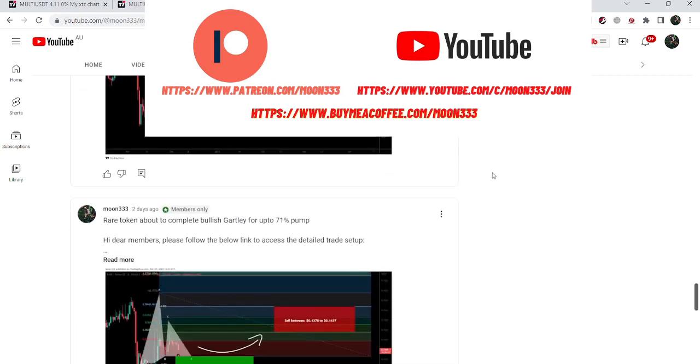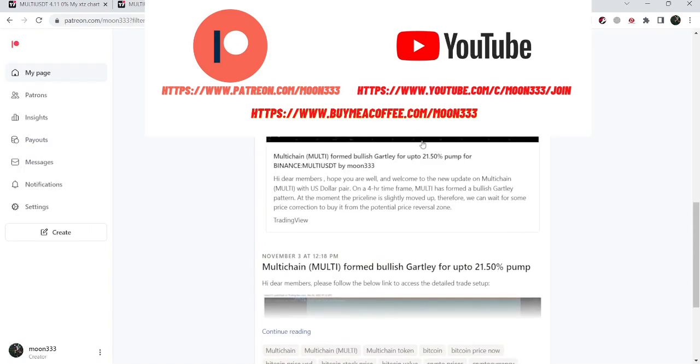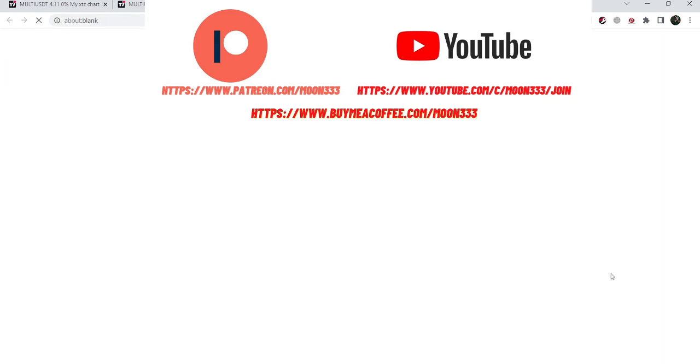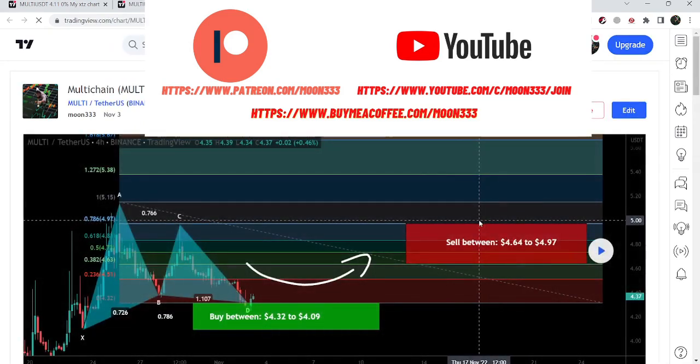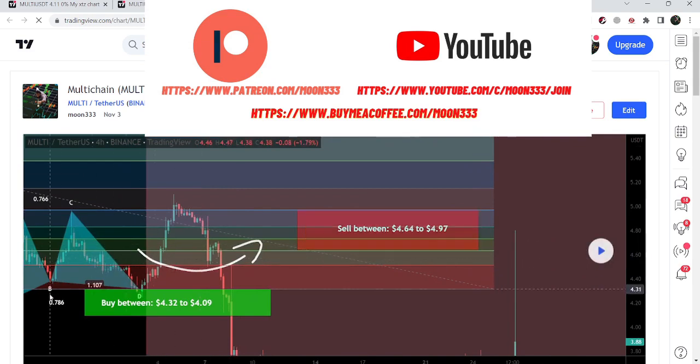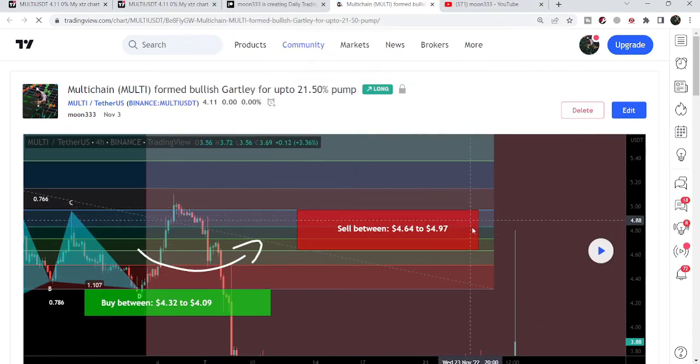First of all, let me begin with my recent trade signal of Multichain that I shared with my members a few days back on 3rd of November. That was a harmonic bullish reversal setup that Multichain formed with the US dollar pair. After playing out, we can see that we had a very nice pump of more than 16% on this 4-hour time frame chart. And you can see that the price line rallied slightly beyond the sell target that I defined as per the Fibonacci sequence of this Gartley pattern.